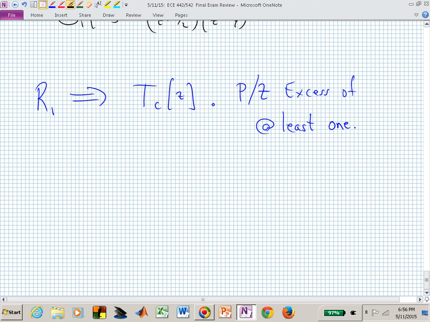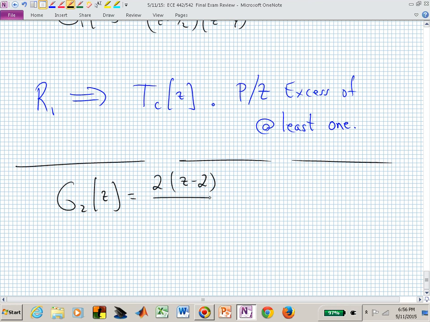That was sort of a boring illustration of Ragazzini, since we were only looking at one of the constraints. What if I gave you a different transfer function? 2 times (z minus 2), z minus 1.5.